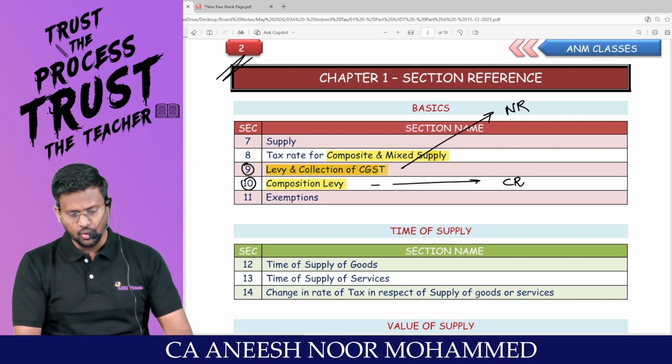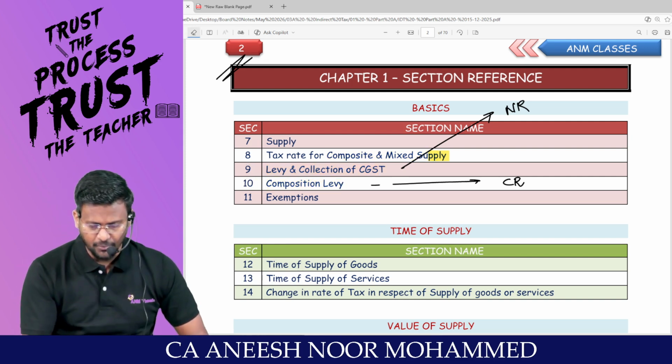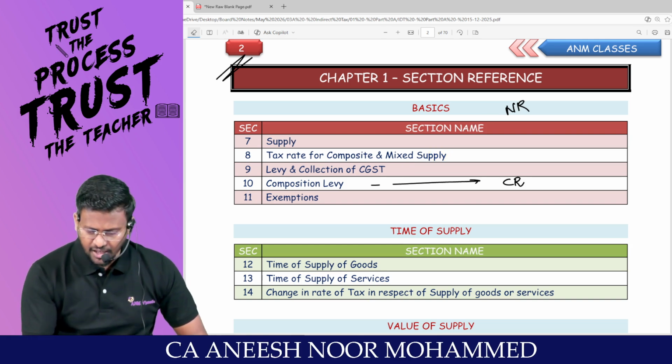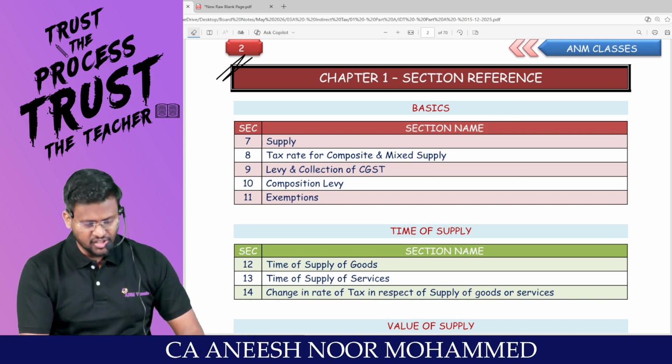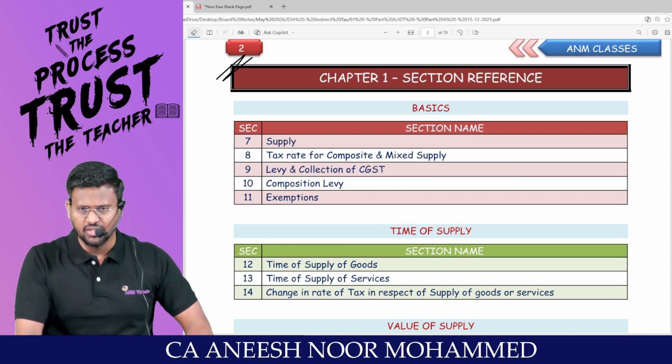Composition levy. So what is section 7? Supply. What is section 8? Tax rate for composite and mixed supply. What is section 9? Levy and collection of CGST. What is section 10? Composition levy.